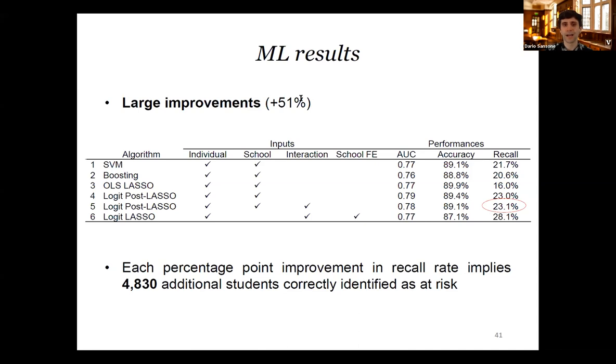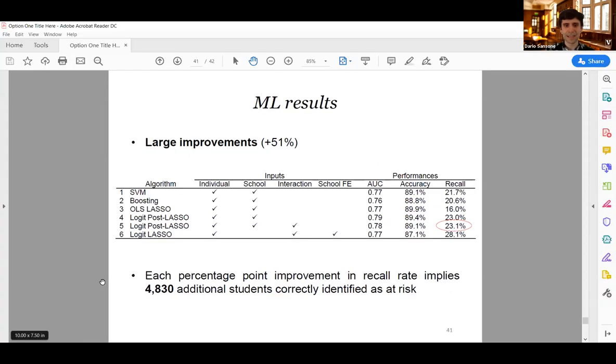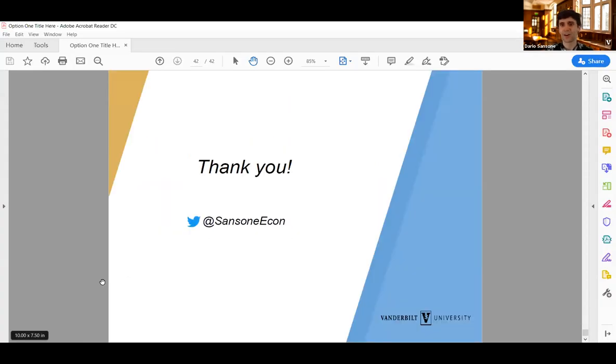It's a 50% improvement compared to a basic model, which if implemented at a national level, would lead to thousands of students correctly predicted to be at risk. And so teachers and parents could help the students before it is too late. And really, that's all I have. So thanks, and I'm looking forward to seeing all your comments and feedback.